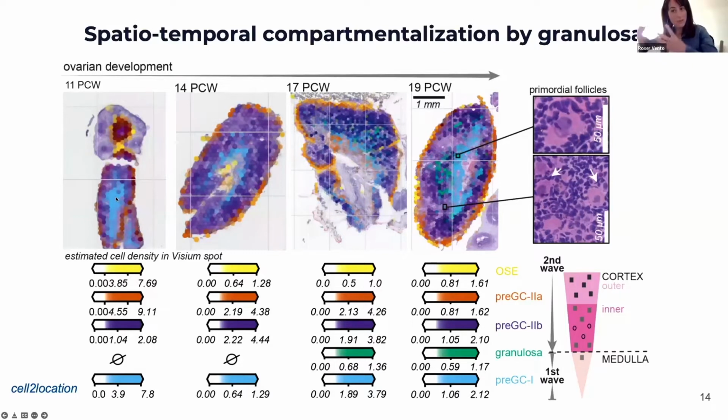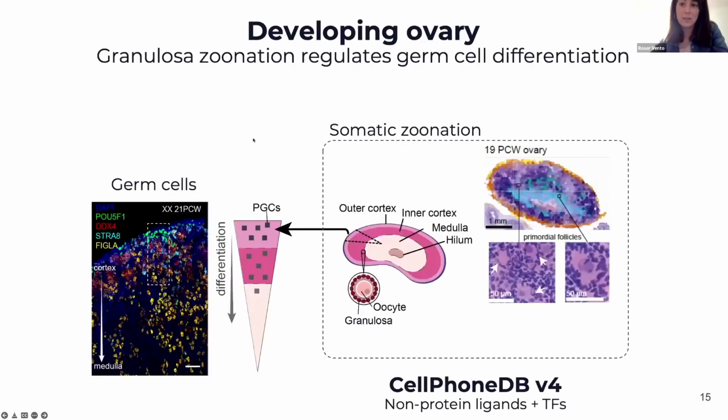And this one will originate from this progenitor that I discussed before. But also, later in the first trimester, we have a second wave that comes from the cortex of the ovary. And they start differentiating into more mature cells as they go into the ovary. So granulosa cells compartmentalize the ovaries, and actually this goes hand in hand with a compartmentalization of the germ cells that we and others defined.